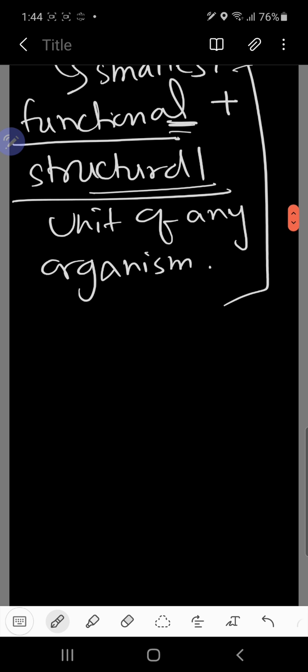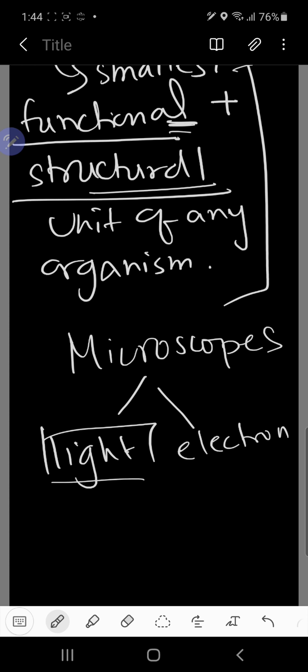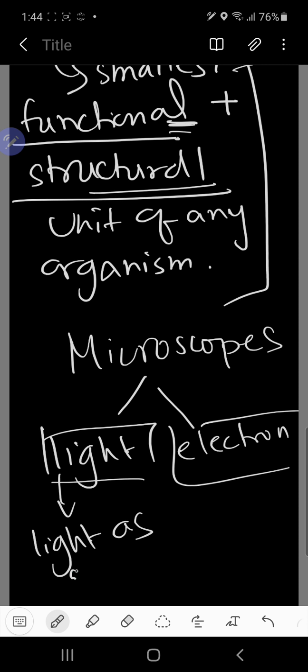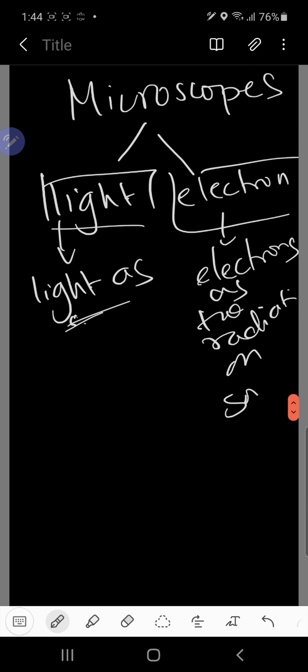The next thing we need to deal with in this chapter is microscopy. We have to know about two microscopes: one is the light microscope and the other one is the electron microscope. The light microscope uses light as a source of radiation, or as an illuminating source, and the electron microscope, as the name suggests, makes use of electrons as the radiation source. These are the two types of microscopes which we are supposed to learn about in our AS level.